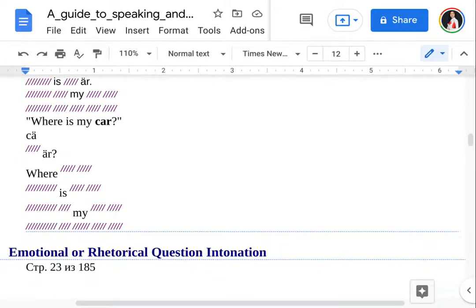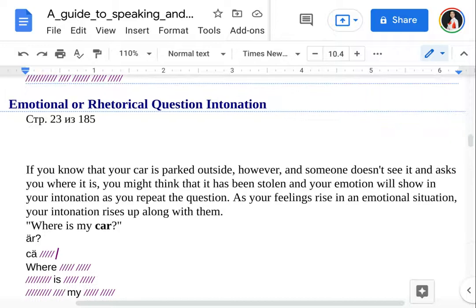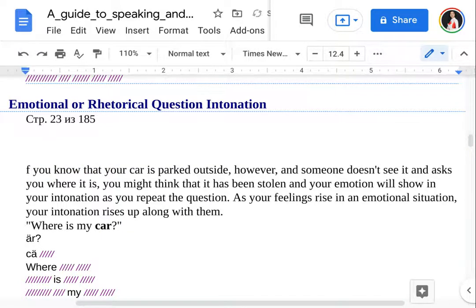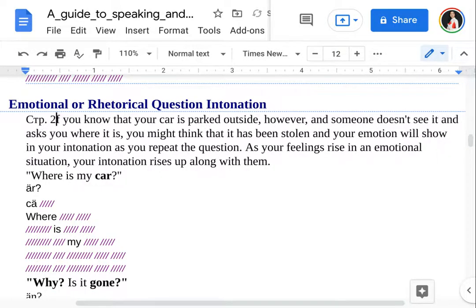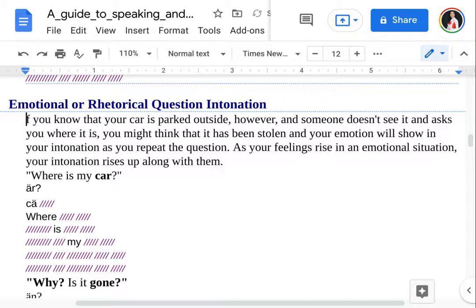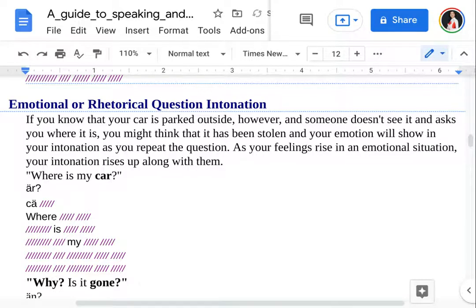Emotional or rhetorical question intonation. If you know that your car is parked outside, however, and someone doesn't see it and asks you where it is, you might think that it has been stolen, and your emotion will show in your intonation as you repeat the question. As your feelings rise in an emotional situation, your intonation rises up along with them. Where's my car? Why? Is it gone?